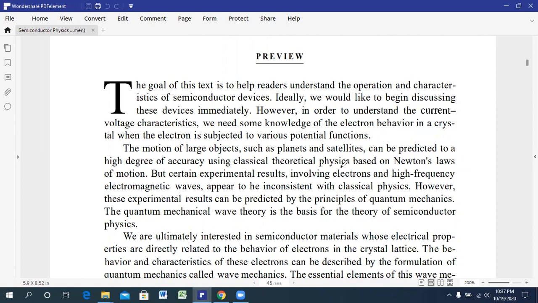So what is classical physics? Classical physics means Newtonian physics. But in the case of electrons and high frequency electromagnetic waves, we cannot describe them in detail using classical physics. For this reason, quantum mechanics deals with wave theory and also the theory of semiconductor physics.